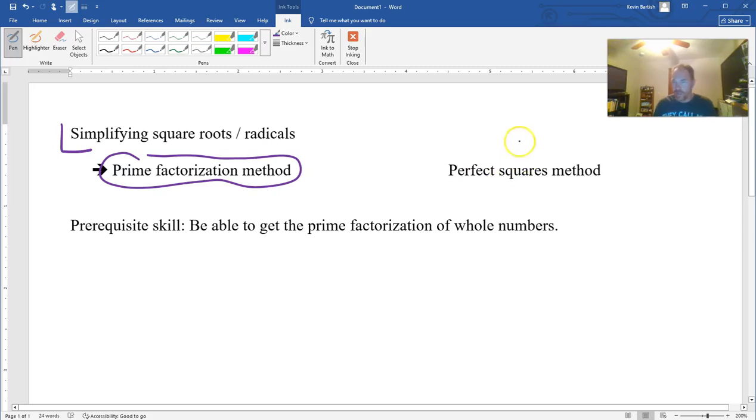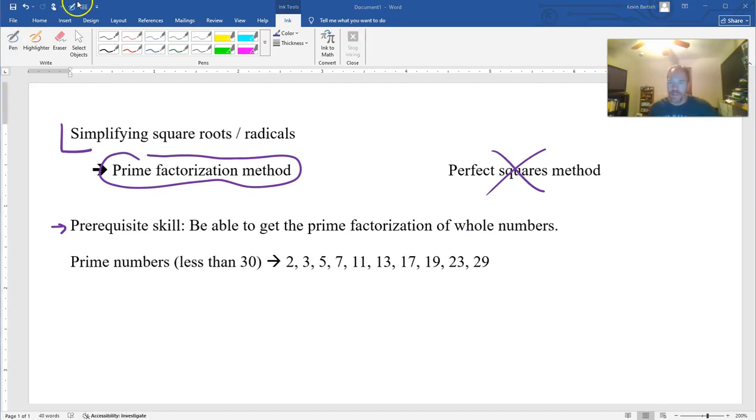Another method you might know the name of is called the perfect squares method. This video is not going to be about that, but I'll see if I can make another video on the perfect squares method. Before we get started, one thing that might be helpful to know, a prerequisite skill, is being able to get the prime factorization of whole numbers. If you're not sure if you can do that, you might watch the first one or two examples and see if it makes sense, but otherwise I'll see maybe I can link to some practice on Khan Academy or IXL.